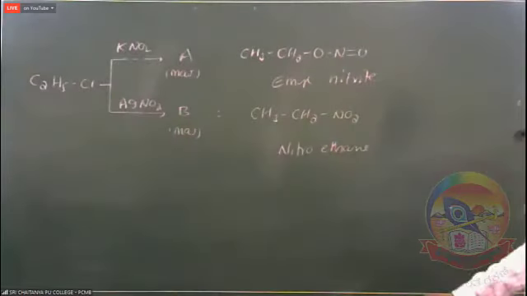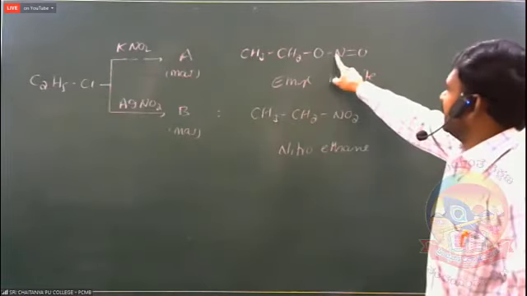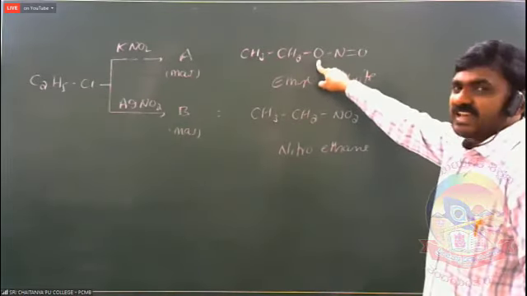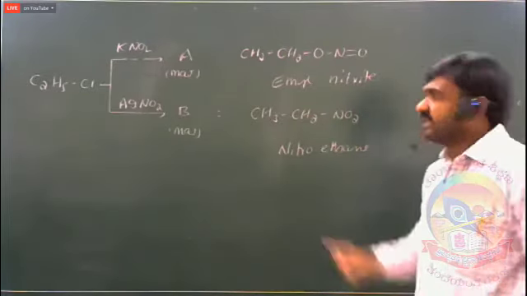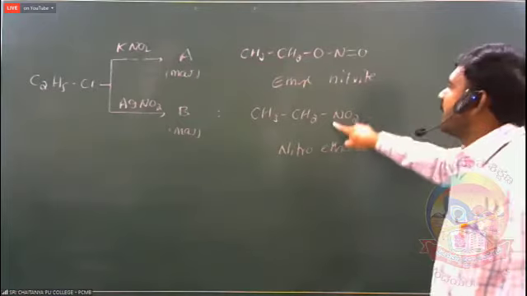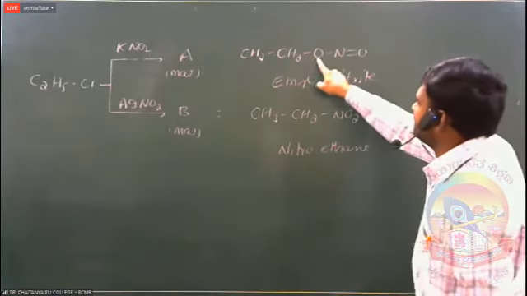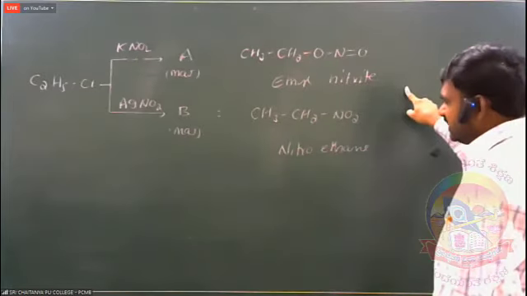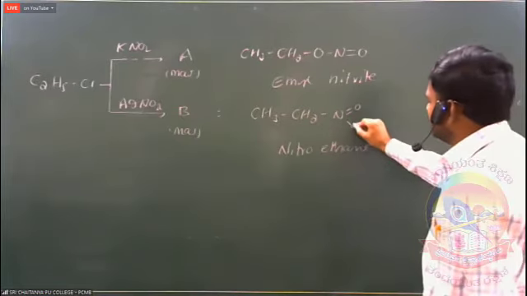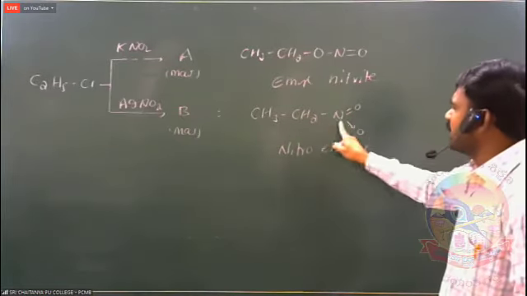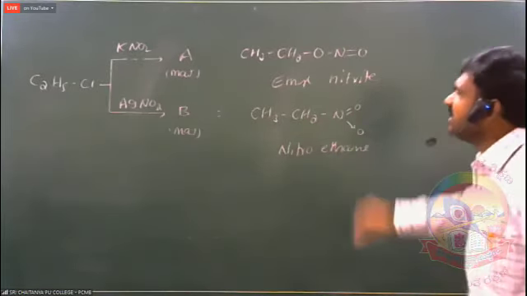It is ethyl nitrite. So it is also considered ambident, meaning here it can form a bond with oxygen, and here it can form a bond with nitrogen. So cyanide and nitro are examples of ambident nucleophiles. If the bond is formed with oxygen, it is called nitrite. If nitrogen forms the bond, it is called nitro. It is nitroethane, and it is ethyl nitrite.